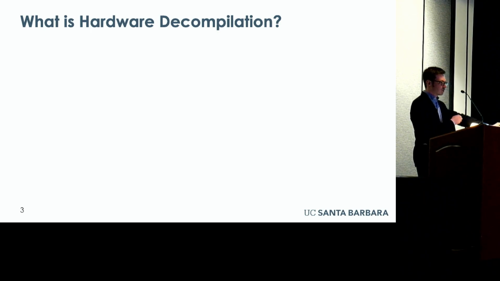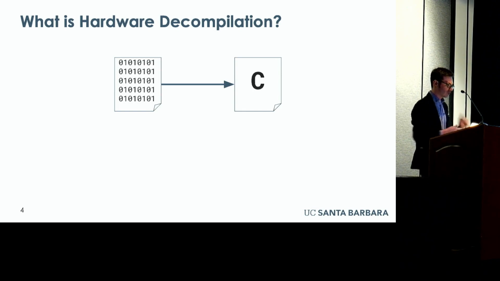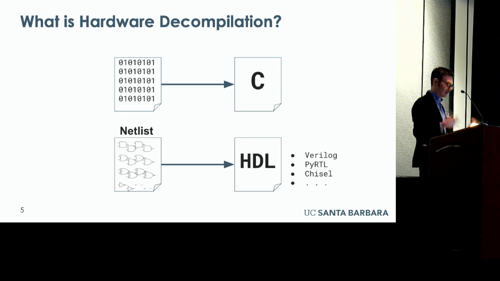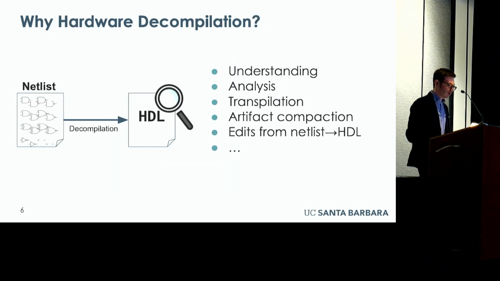decompilation. So this is this problem that we established in our work. It is analogous to software decompilation, where you would take an executable binary and lift it back up to source code. But in this case, we're dealing with a netlist. A netlist is an artifact of hardware design. It represents a digital circuit at a low level. So we want to find and recover higher level programming abstractions and generate code written in HDL, like Verilog, Chisel, and so on.